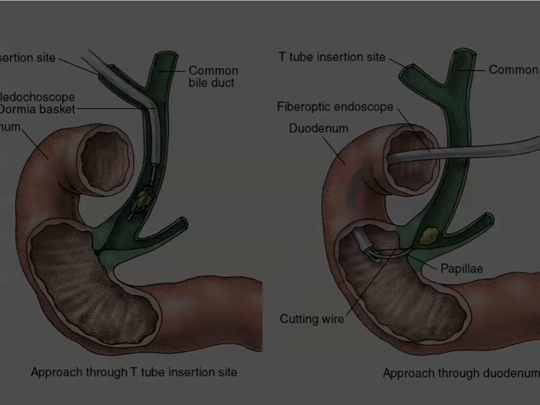And you can see in this picture where they're inserting the T-tube for drainage, right through the insertion site and into the common bile duct. That is called a choledocostomy.